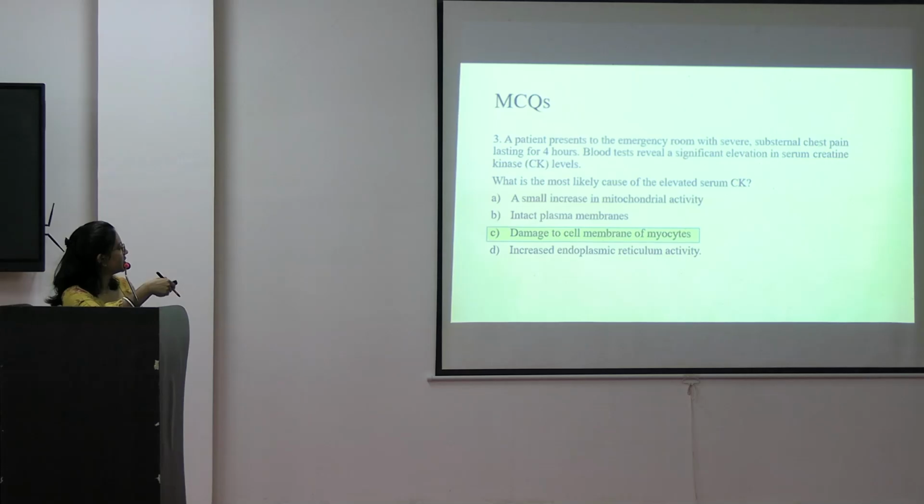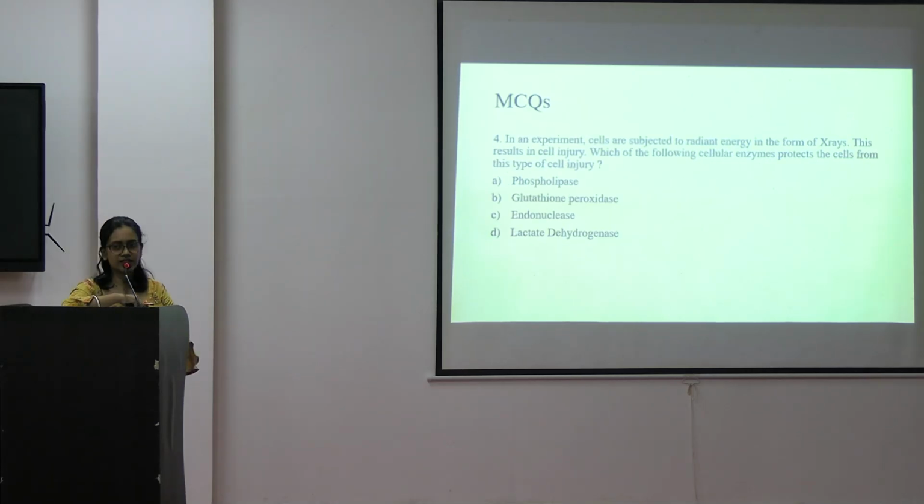Okay, fourth. Who will answer? Okay, this side. I'll read it out so that everybody can hear. In an experiment, cells are subjected to radiant energy in the form of X-rays. This results in cell injury. Which of the following cellular enzymes protects the cells from this type of cell injury? B. Why? Yes? So what is glutathione peroxidase? Correct. Good.